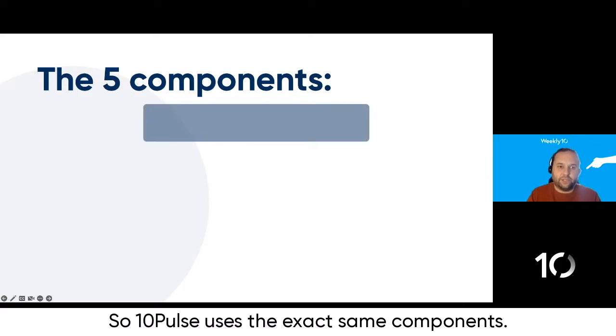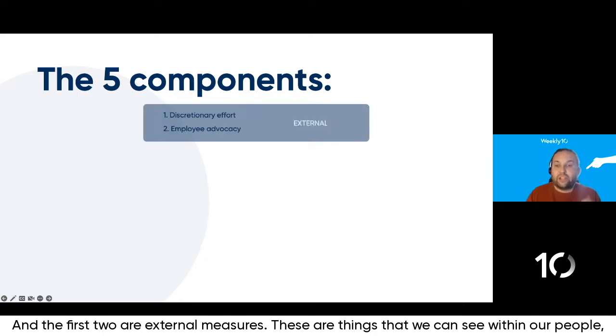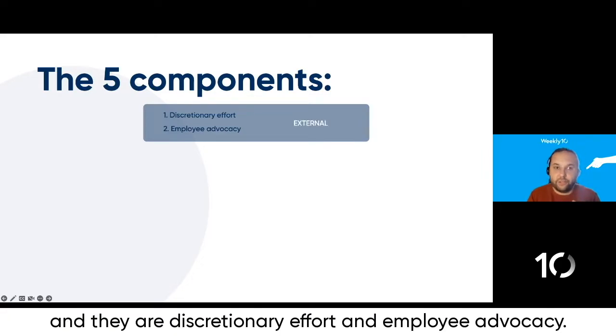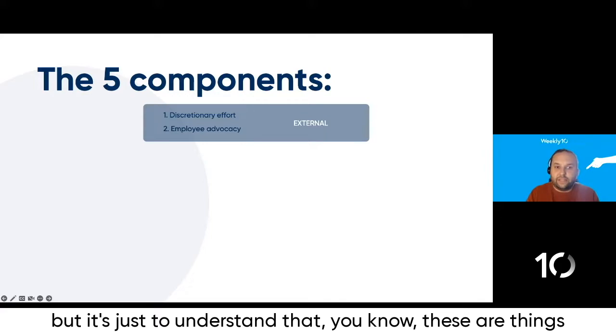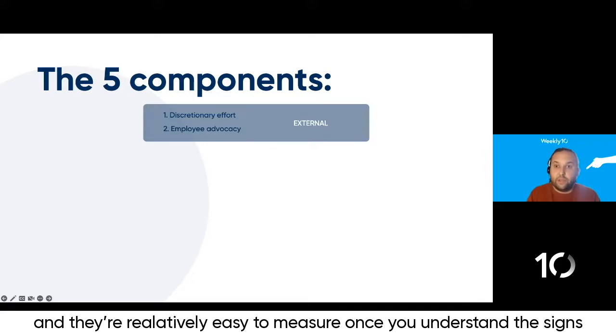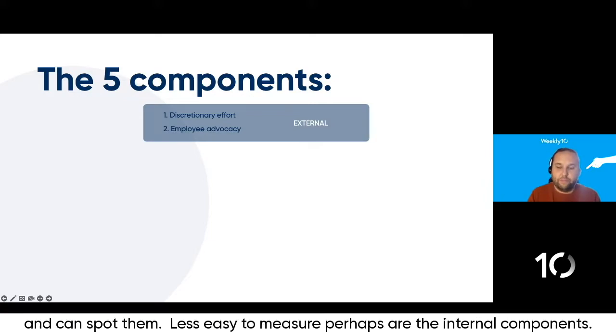So 10Pulse uses the exact same components, and the first 2 are external measures. These are things that we can see within our people, and they are discretionary effort and employee advocacy. Now I'll go into a little bit more detail on each of these in a minute, but it's just to understand that these are things that we can see our people doing at any one time, and it's relatively easy to measure once you understand the signs and can spot them.